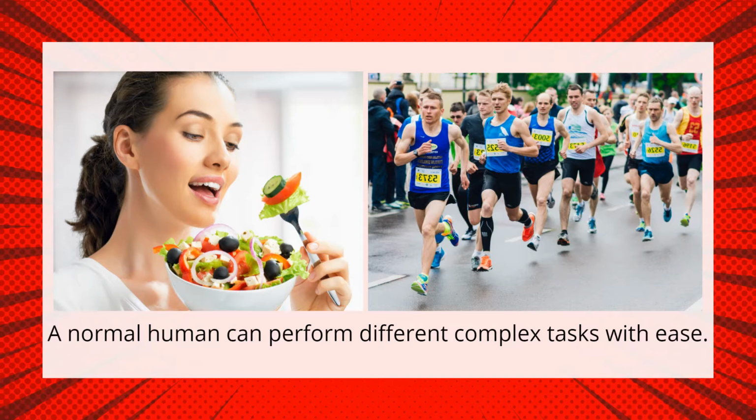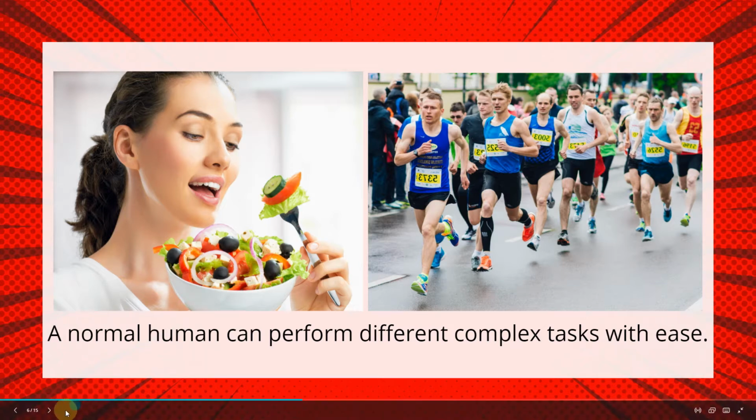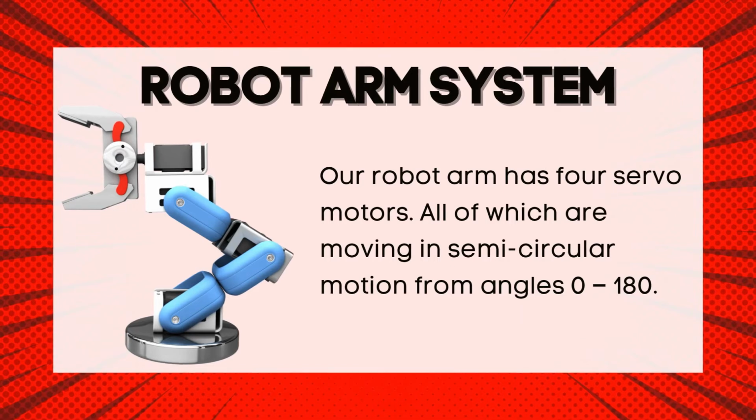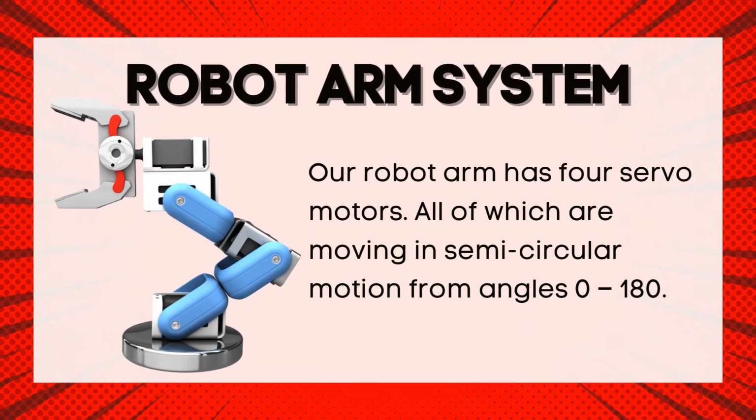Robots, on the other hand, are in contrast with us humans. They would need to be programmed to be accurate and precise. So that is the difference between us humans and robots. Well, let's talk further about the robot arm system.